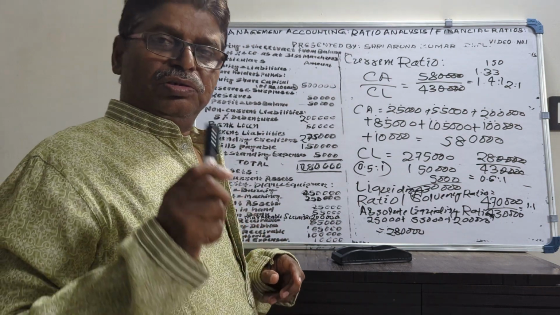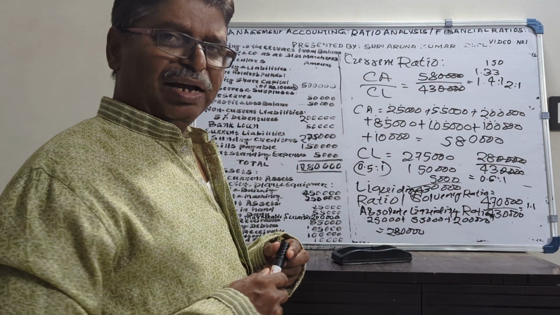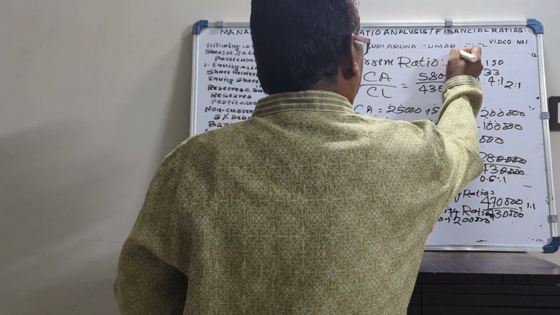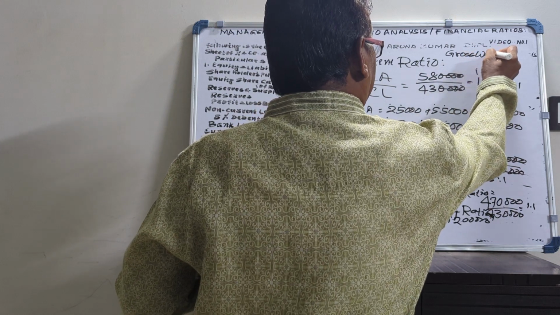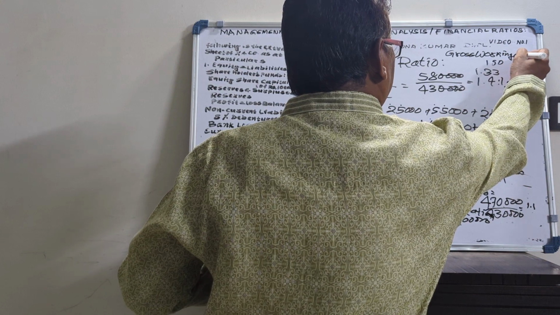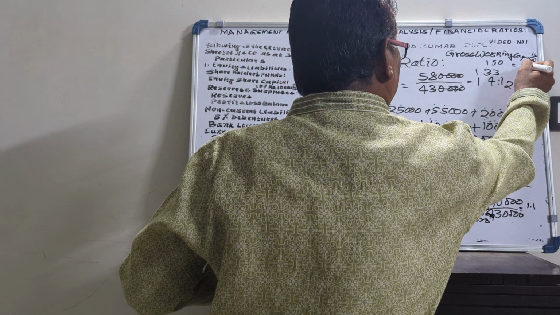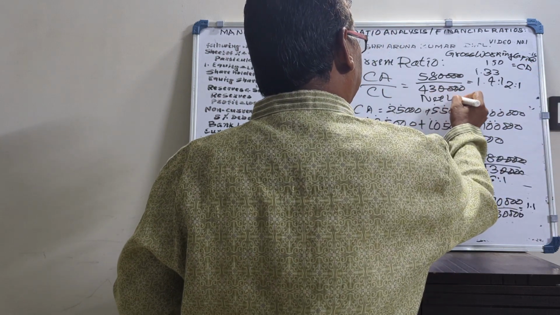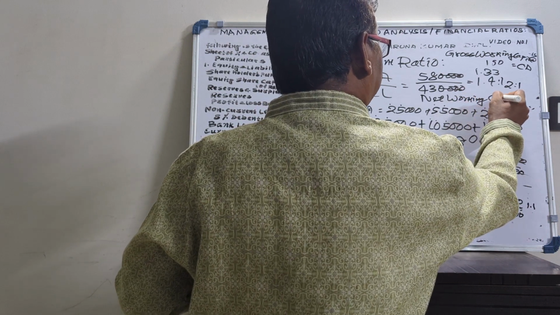So you should know what is gross working capital. Gross working capital is equivalent to current asset, that is gross working capital, only current assets. Then net working capital means current asset minus current liability. Suppose it is net working capital, then we will do current asset minus current liability.